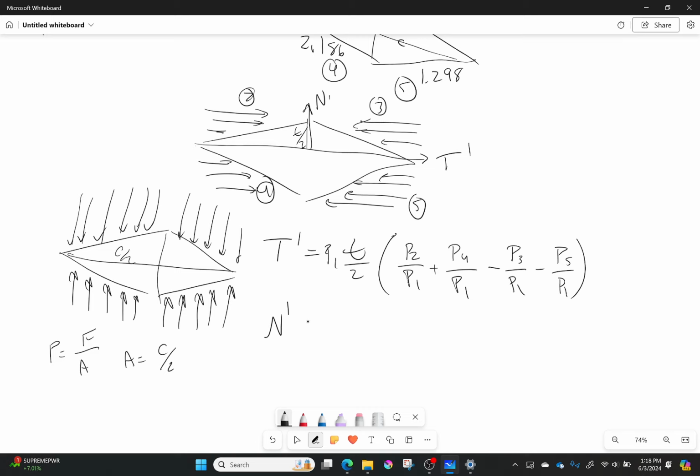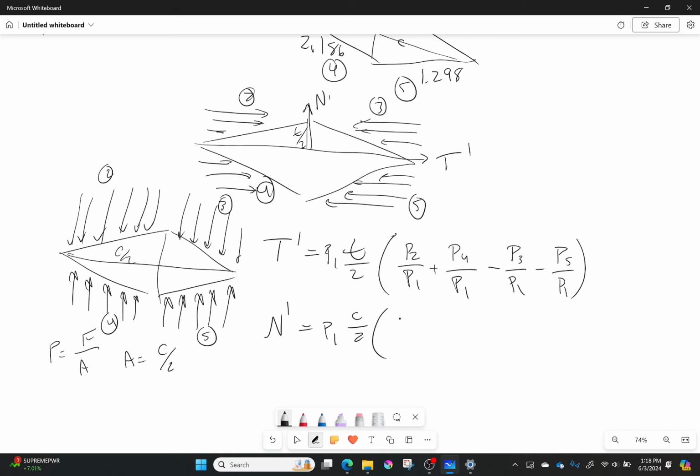So doing it again, very, very similar. I have 2 and 3, which are trying to push it down. And I have 4 and 5, which are trying to push it up. So I'm trying to do lift. So 4 and 5 are going to be positive because they're pushing up. And 2 and 3 are going to be negative because they're trying to push it down. So it'll be equal to P1 times C over 2.